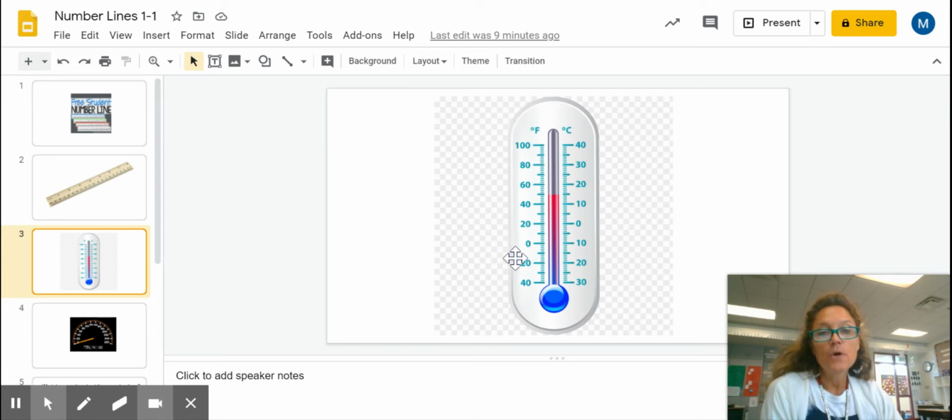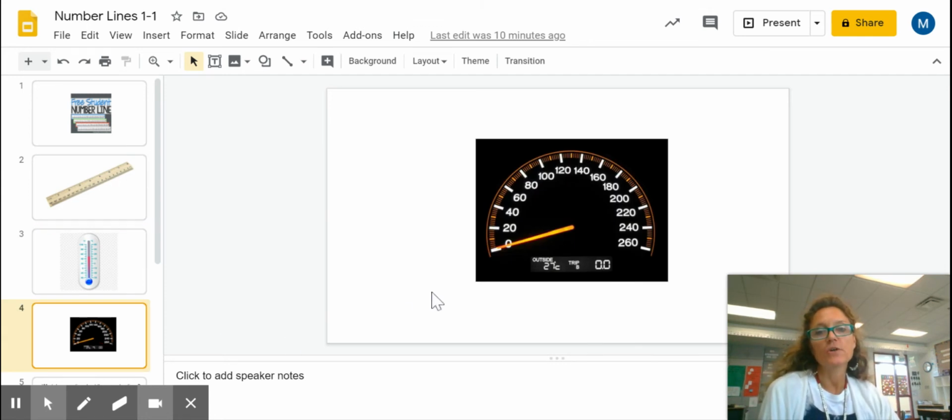And anything below 0 is less than 0. And then the numbers are counting from 0 to 20, 40, 60. So this number line is counting by 20s. And so halfway between 0 and 20, this line here is a 10. So number lines don't all count by ones. Some count by 10s, some count by 20s. They're all different.